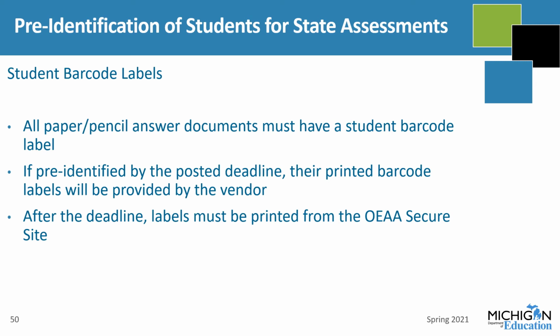Barcode labels are required for all paper pencil answer documents. You have to have a student's barcode label for each content area on each student's answer document. If you pre-identified by February 27, then barcode labels will be printed and shipped with your initial material order. If not, then you have to print them from the OEAA secure site.